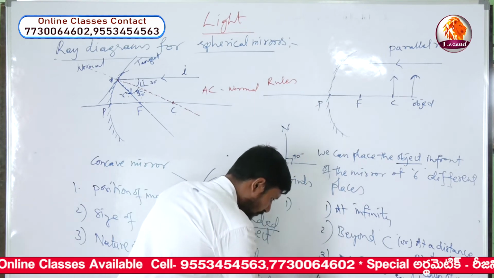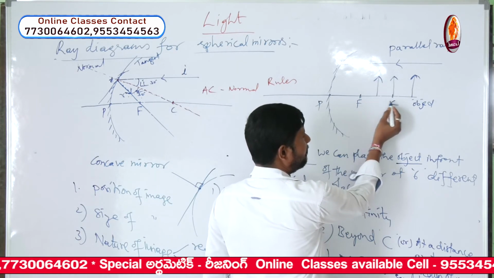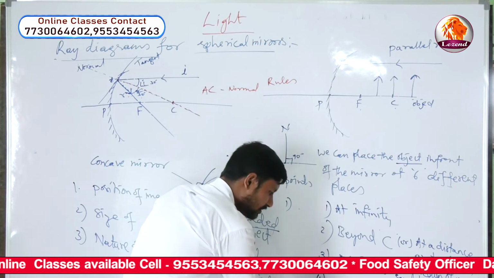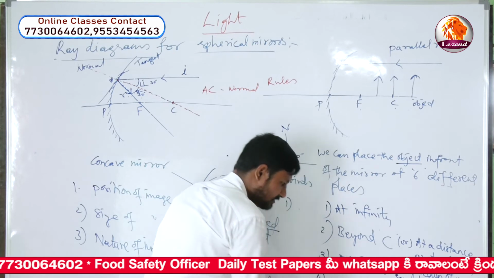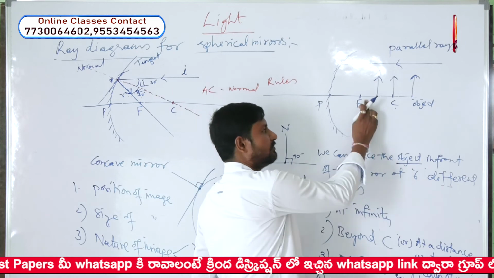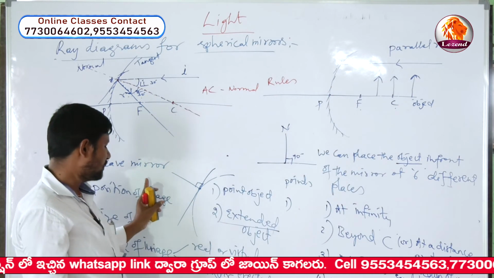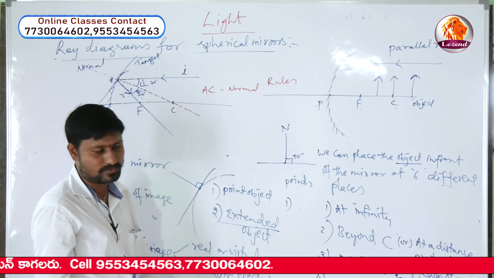Next, number 4, the object is placed anywhere between F and C. So the object is placed between F, the principal focus, and C, the center of curvature. Wherever you place the object, we have to discuss the position of the image formed, its size, and its nature.